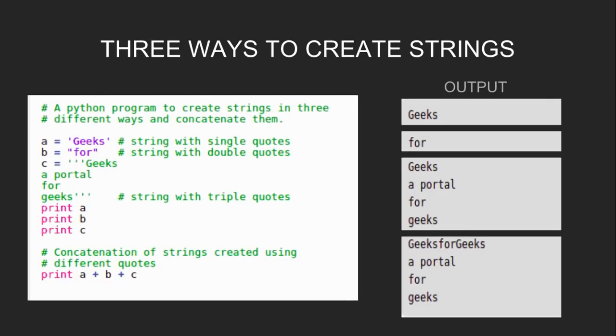Now we will see three ways to create strings. Strings in Python can be created using single quotes or double quotes or a triple quote. Triple quotes are used when we have to write a string in multiple lines. In this program, we create a string using single quotes. We create string B using double quotes, and then we create string C using triple quotes. Then we print all the strings.